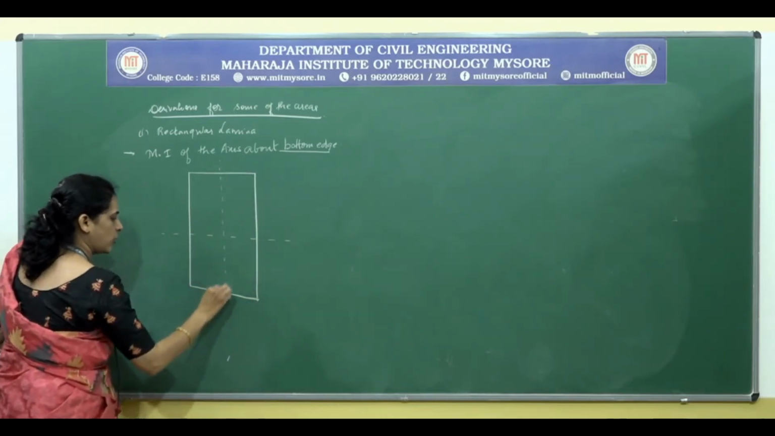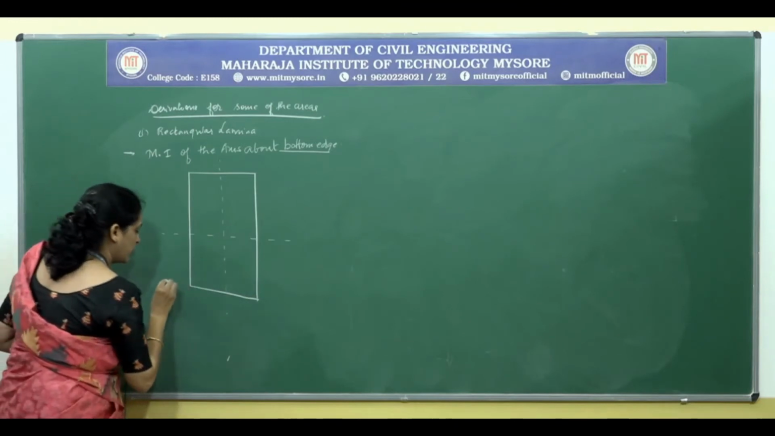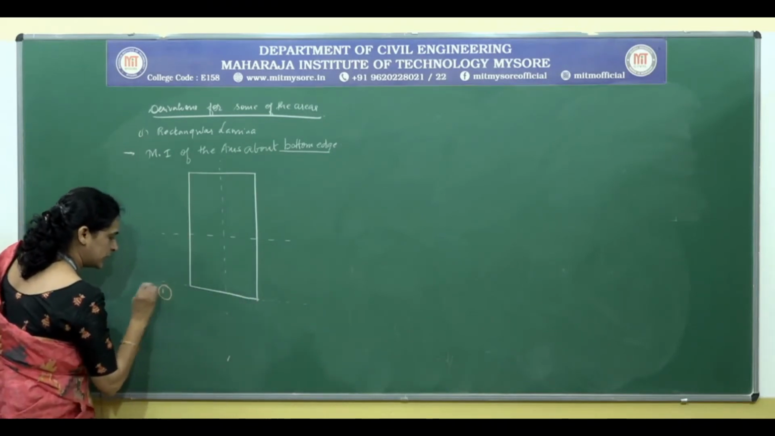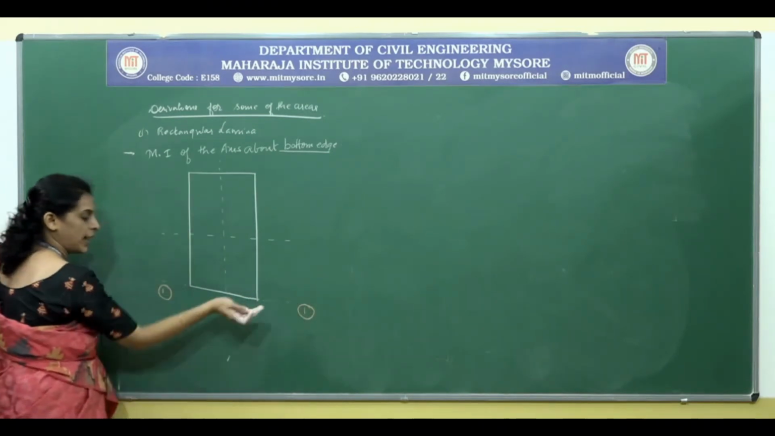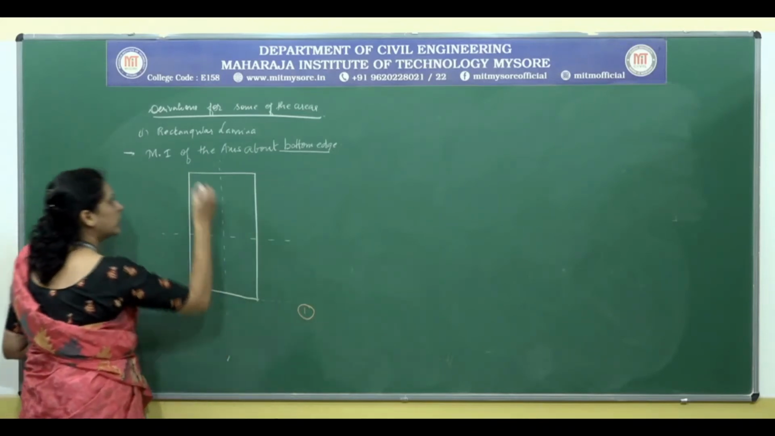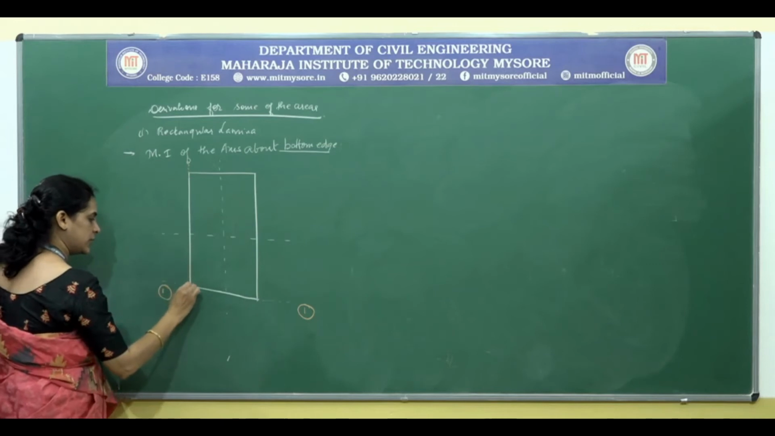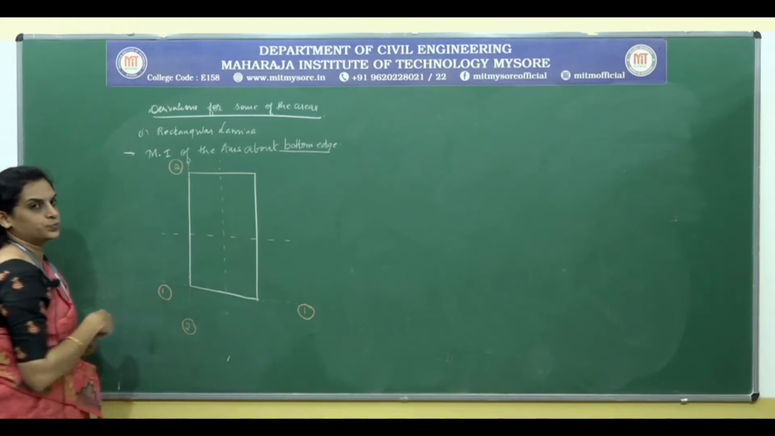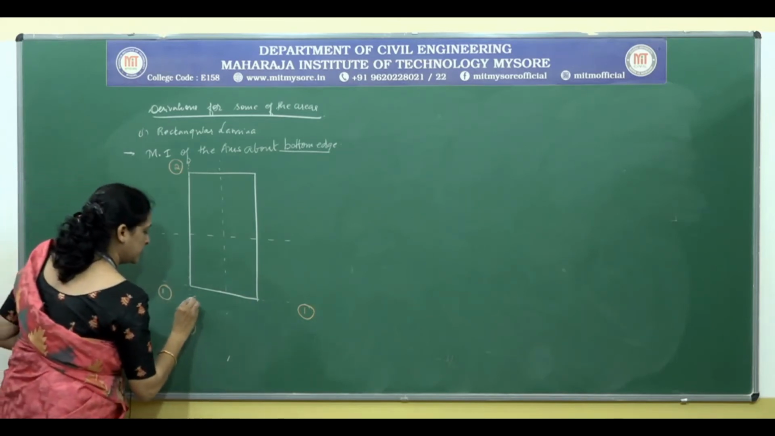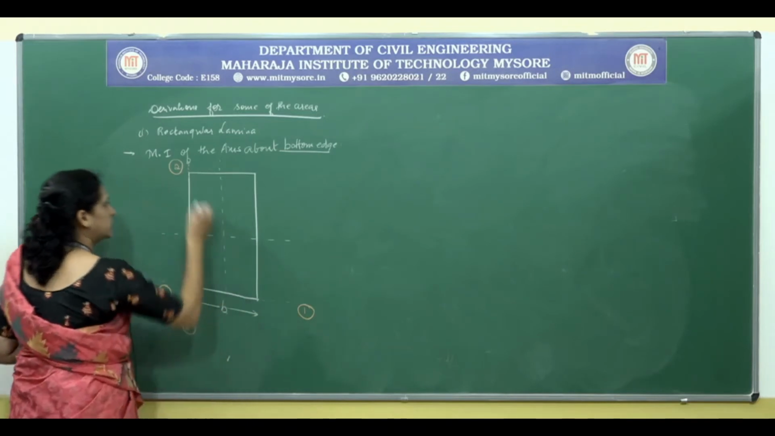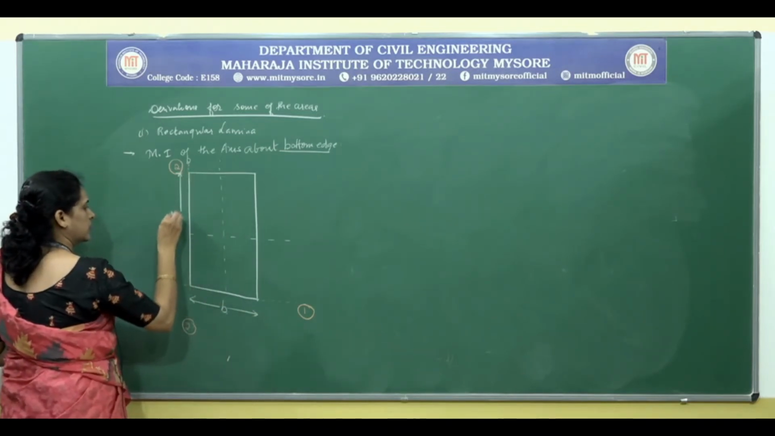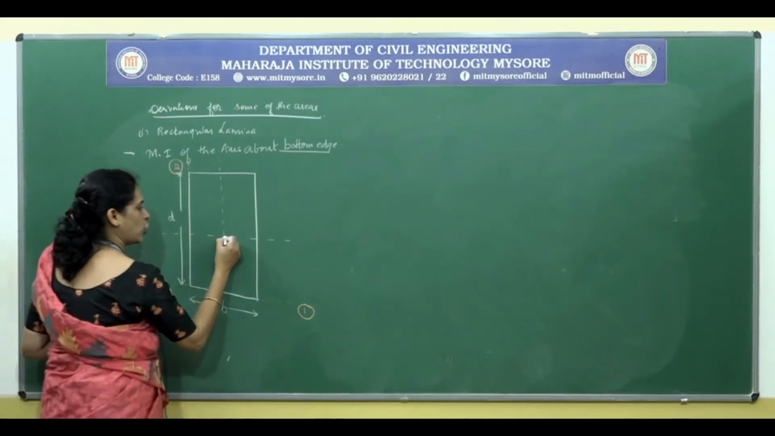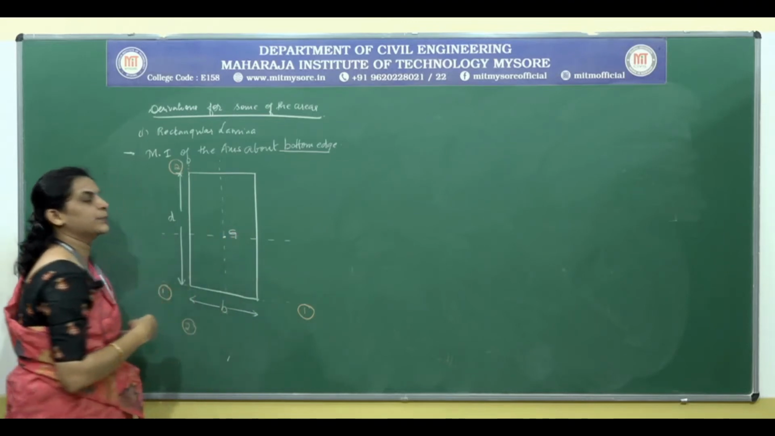Symmetric about x and y axis. All we want is to get the expression. If we consider this axis, we have named that as 1-1. Similarly, if we consider this side, then it will be named as 2-2. Therefore, here is the breadth B, the depth D, the centroidal point G.